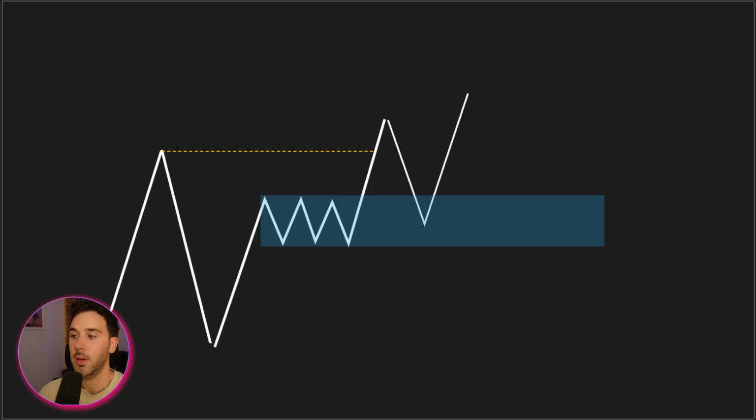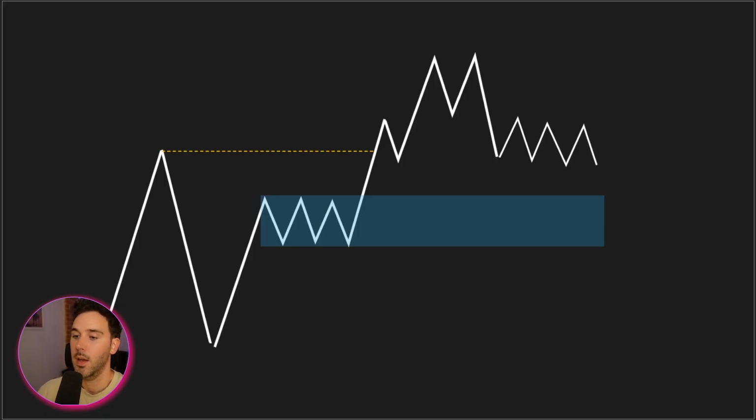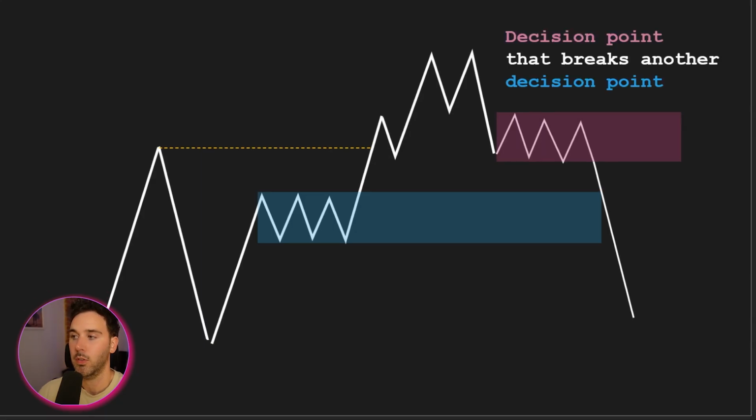When price returns to it, we can expect a bounce. We can expect that $5 million of unfilled orders to be filled and then push price back in the direction of the original trend. Sometimes when price moves up, doesn't test the level again, and then forms another bit of sideways price action before eventually dropping down and breaking that decision point, we have another decision point. This is a bearish decision point. This is a decision point that breaks another decision point, and this is a very key level.